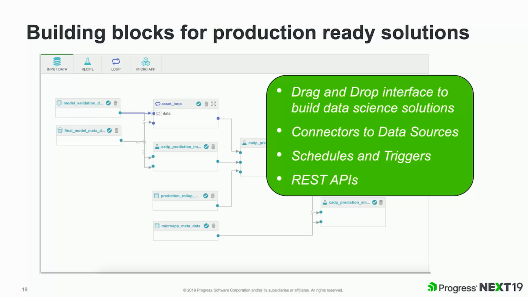We also have the building blocks to build something which is already production ready. You have a drag and drop feature where you drag items like connectors, drag items like recipes, connect all of them in a workflow, and the output also goes to a micro app. So all these connections are done. You can also schedule when this would run. You can say it's scheduled to run every day at 6 a.m. in the morning, new data comes in, I'm making predictions, and that goes to my app.